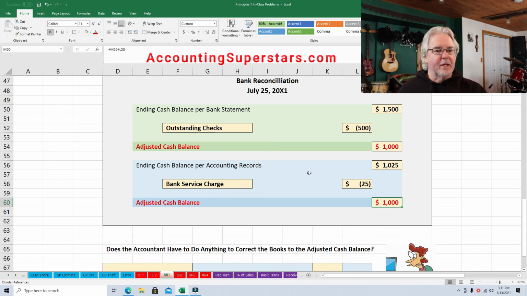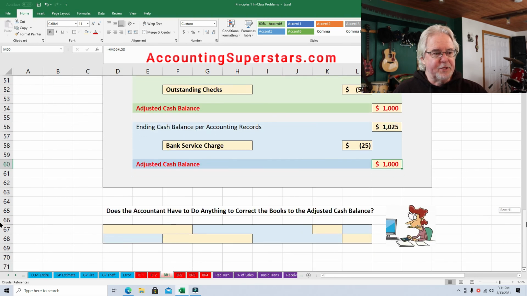It all works out. Now we need to update our accounting records. And the thing that we need to update is the bank service charge. We don't have to update anything up here in the green. For instance, we don't have to update our records because of the outstanding checks. We already know about that. We wrote them out. But we need to update our records for the things in the bottom half here.